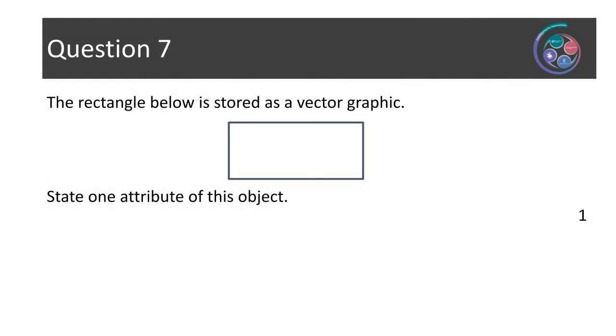This is question number 7. The rectangle below is stored as a vector graphic. State one attribute of this object.